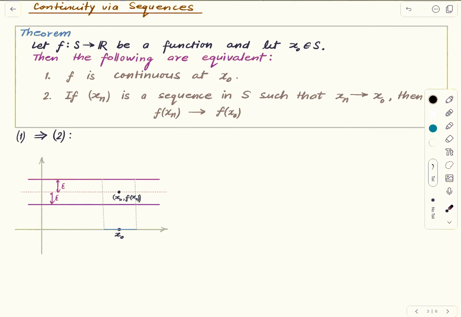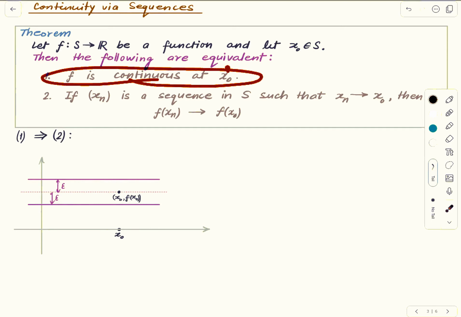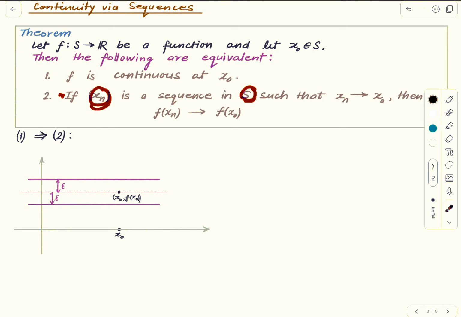So this is the main theorem that we want to prove. What is the theorem? Fix a function from a set S of real numbers to the real numbers and fix a point x0 in S. Then the two statements written over here are equivalent. The first is that f is continuous at the point x0. And the second is, if xn is a sequence in the domain of the function, meaning each xn is an element of S, such that xn converges to the point x0, then the image sequence f(xn) converges to the image point f(x0).